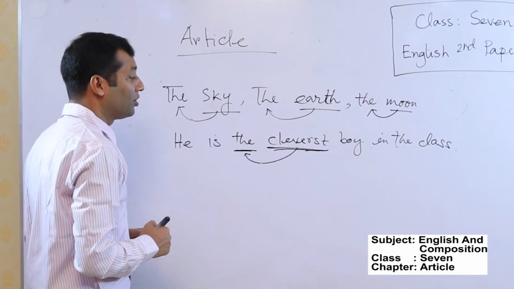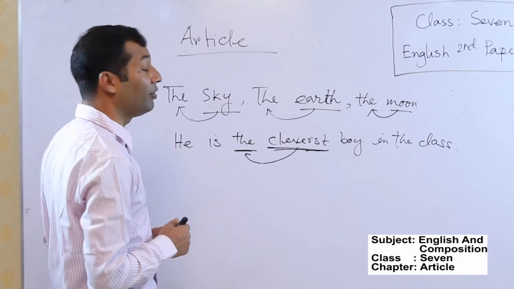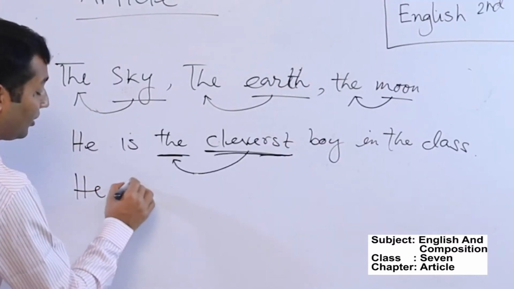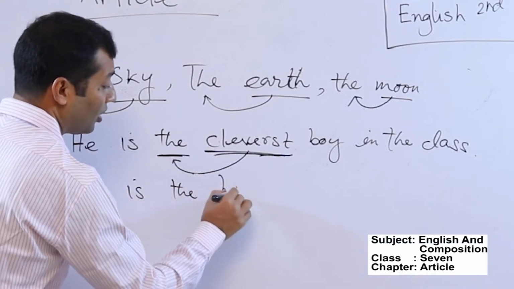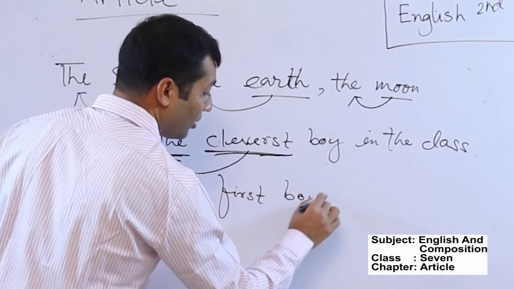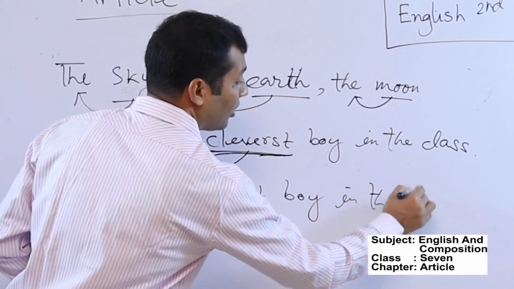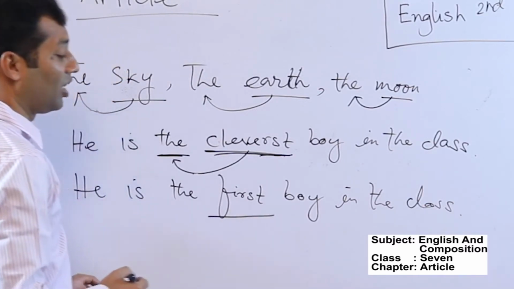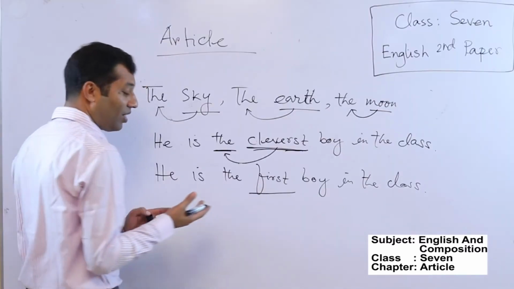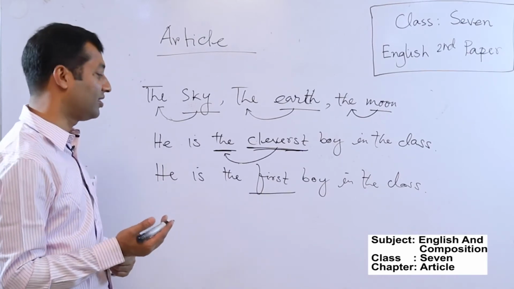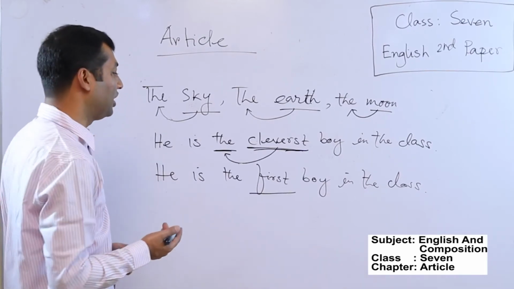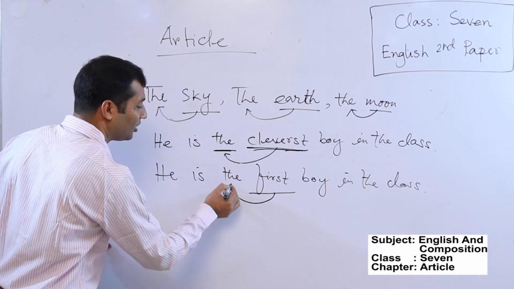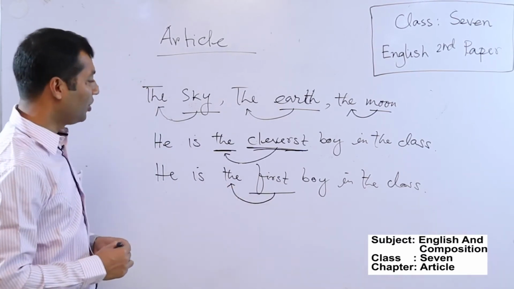Now another rule. You must use the article "the" before an ordinal number. For example, he is the first boy in the class. Look here, the word first is an ordinal number. Before the ordinal numbers first, second, third, fourth, fifth, sixth, seventh, 10th, 11th, 50th, these are called ordinal numbers, and these ordinal numbers always take the article "the" before them. I hope you have understood.